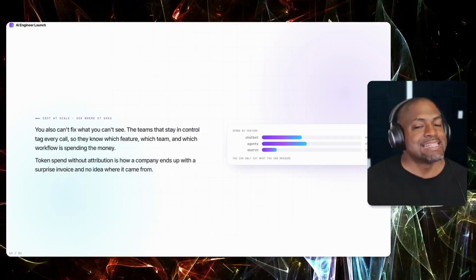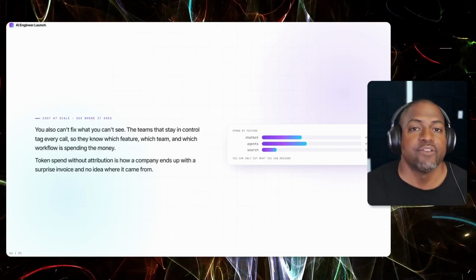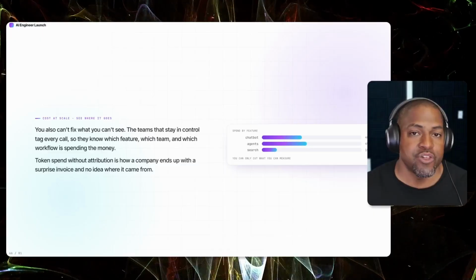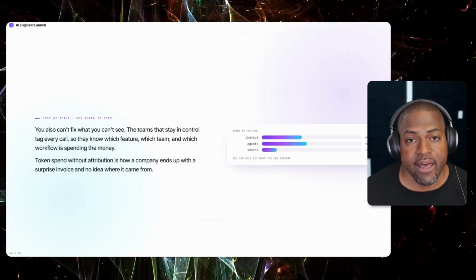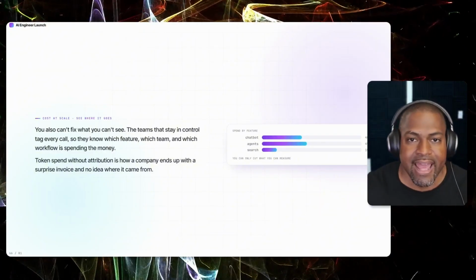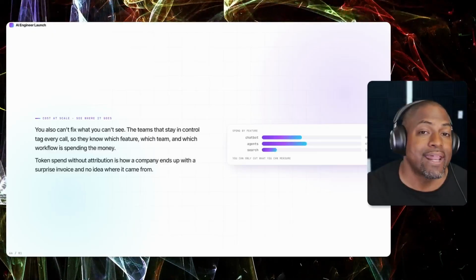I can't fix what I can't see. Tag every API call by feature, team, and workflow. Token spend without attribution means a surprise invoice with no idea where it came from. Example breakdown, let's say a chatbot, 40%, agents, 45%, search, 15%. I can cut what I can measure.